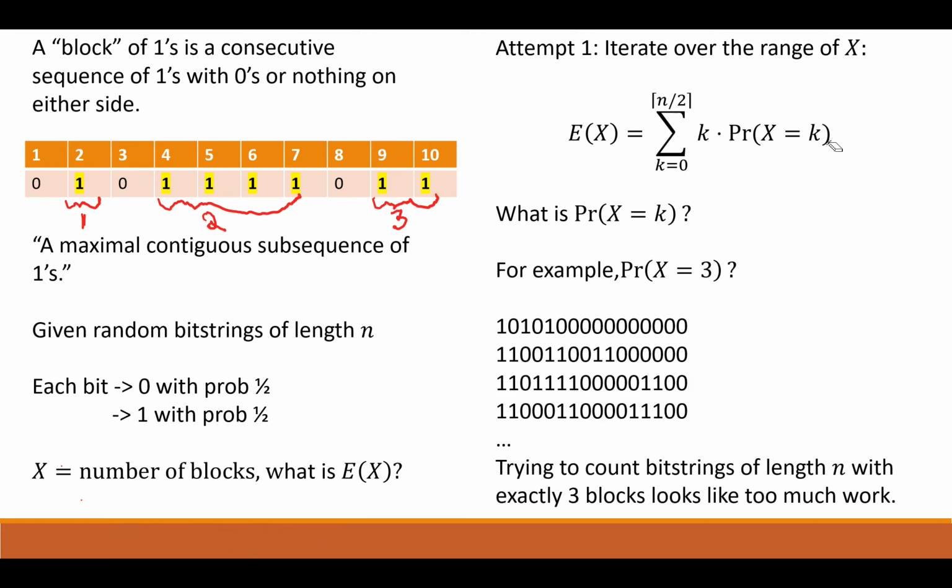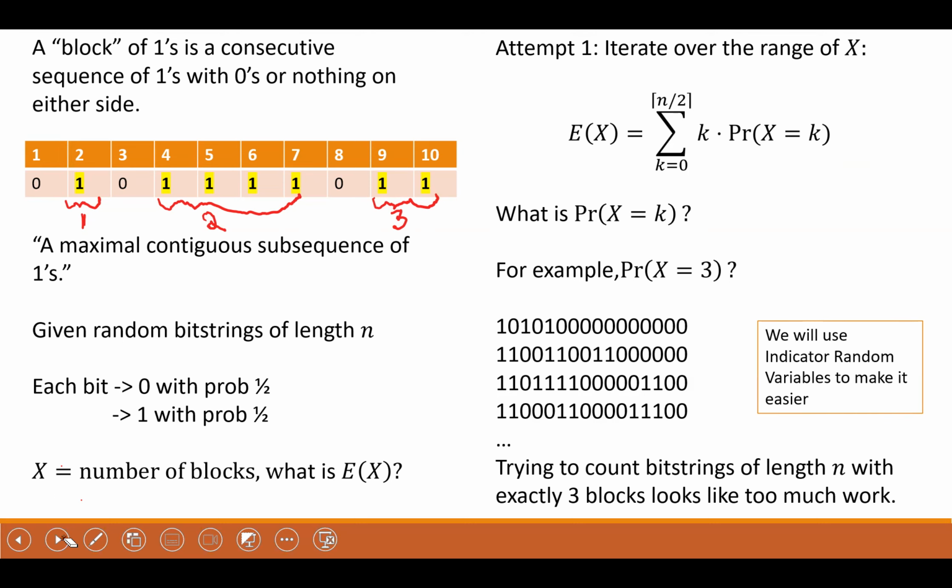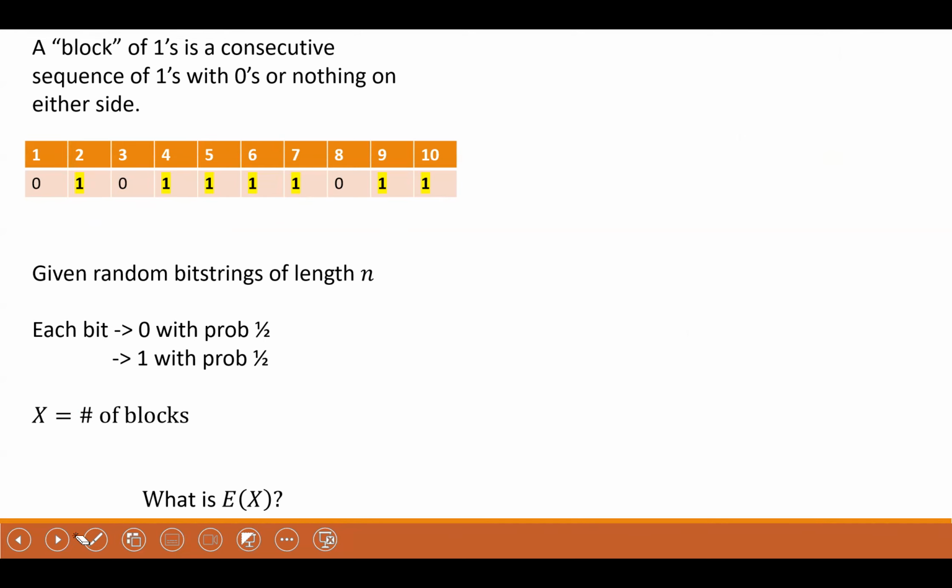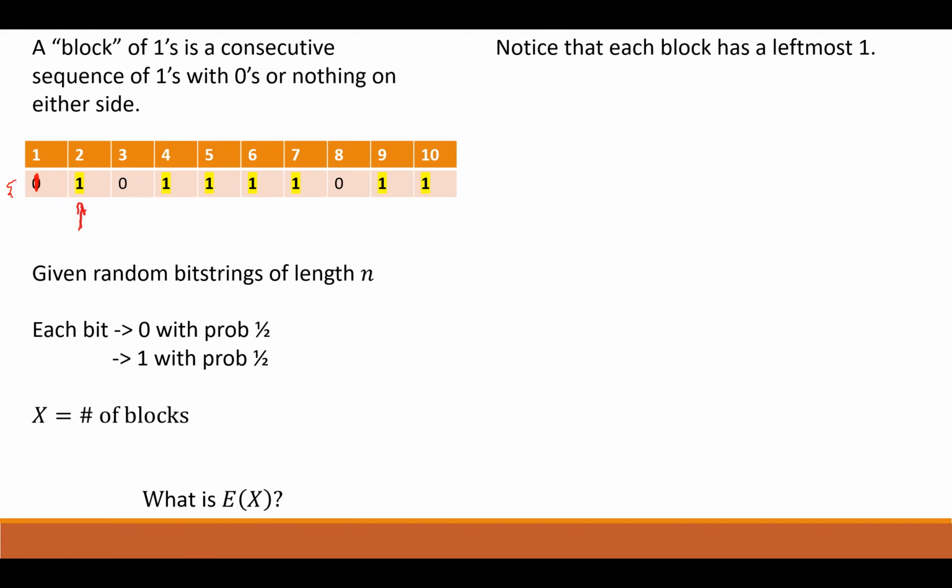Let's use our new tools, our indicator random variables. When we look at the problem, we notice that each block has a leftmost 1. It's a contiguous subsequence of 1s, so there has to be a leftmost 1, and to the left of that is either a 0, or, if this is a 1, there's nothing over here, the empty set, not 0. This block also has a leftmost bit, and this block also has a leftmost bit. So any consecutive subsequence of 1s has a leftmost 1 in our bit string.